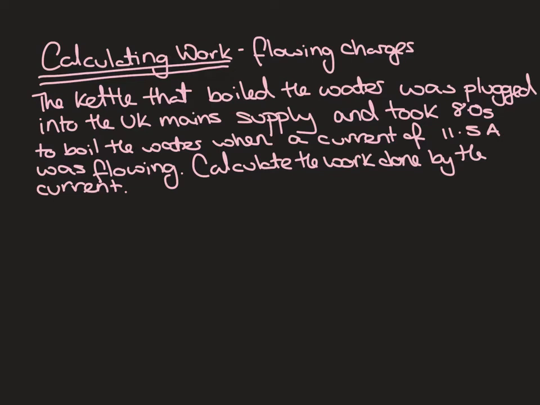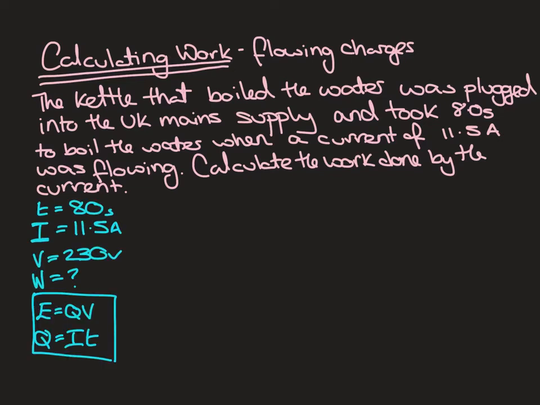First thing we need to do, write down knowns and unknowns. So the time is equal to 80 seconds. The current is equal to 11.5 amps. The voltage is equal to 230 volts. We need to find out the work done by this kettle, by the circuit in the kettle. And here are our equations that we're going to need to use. The energy is equal to the charge times the voltage, and the charge is equal to the current times the time. So let's have a little look at putting some of those numbers in.